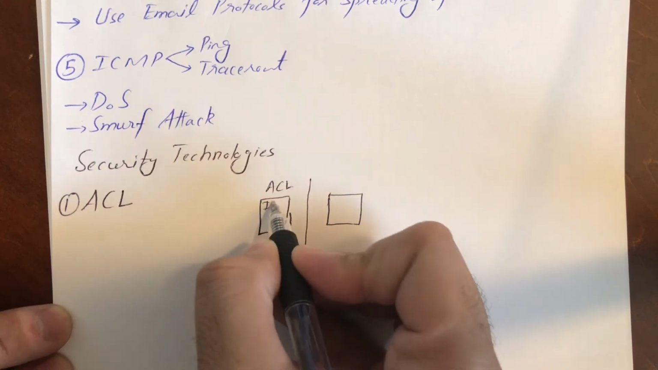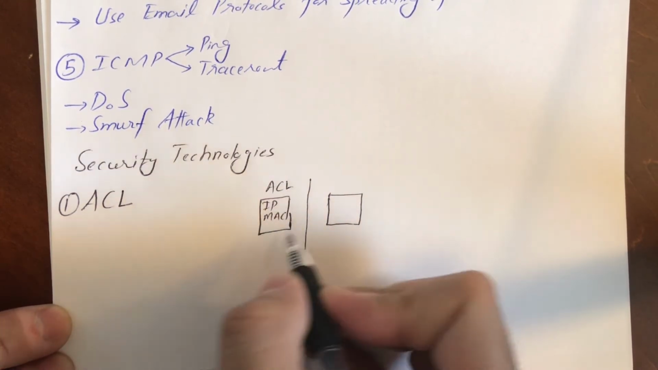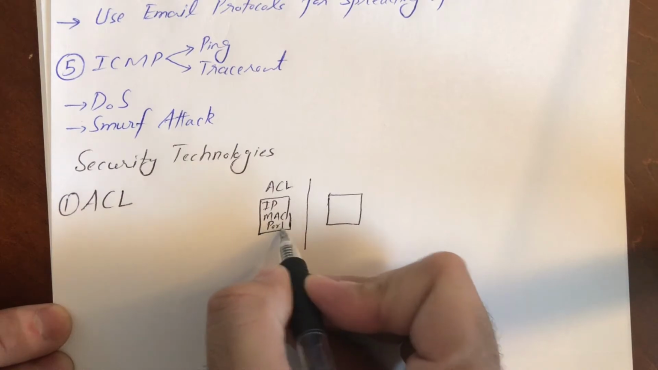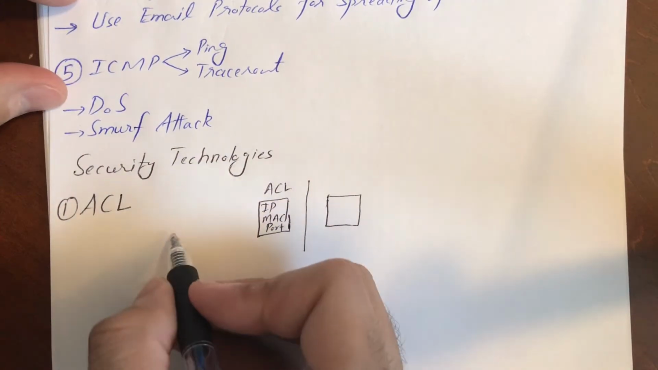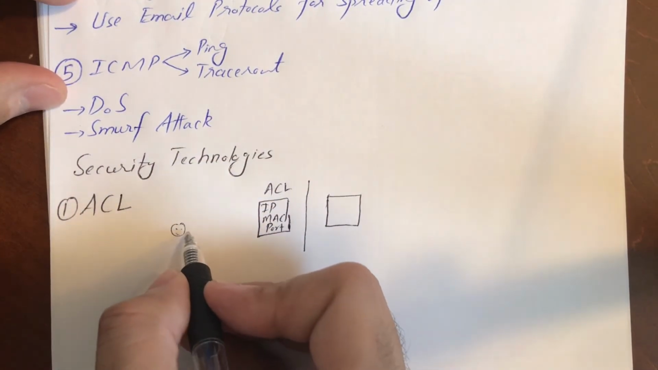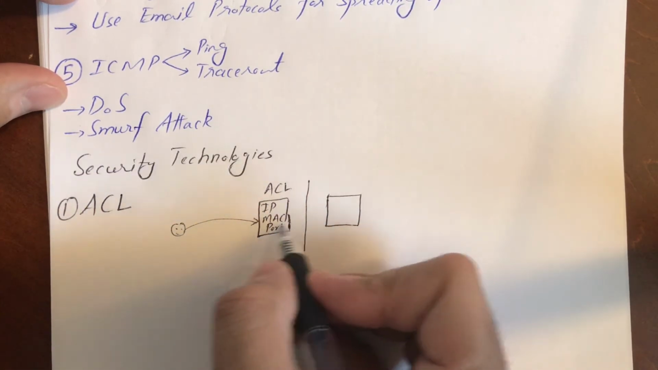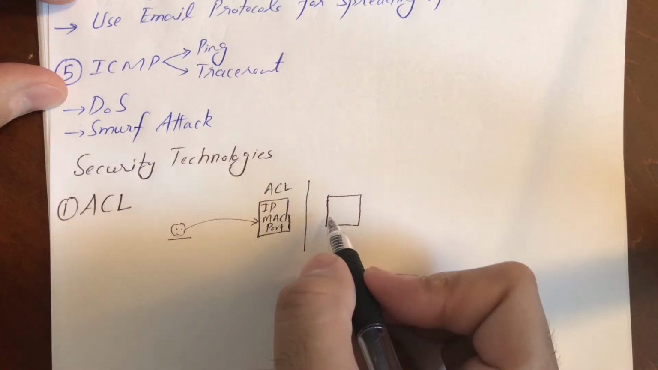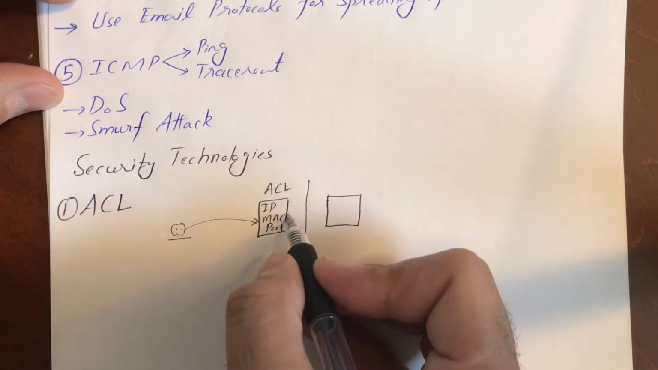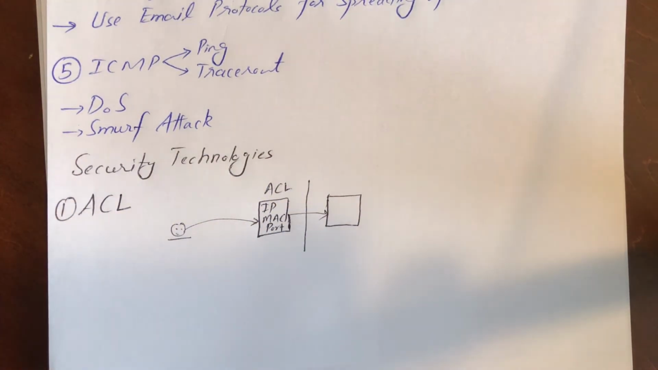We can put IP addresses of legitimate people, their MAC addresses, and their port numbers as well. So if anybody, let's say this person, wants to access this server, first of all, they have to satisfy the access control list. And if his IP address, MAC address, and port numbers are listed here, then he will be allowed to access the server, otherwise not.